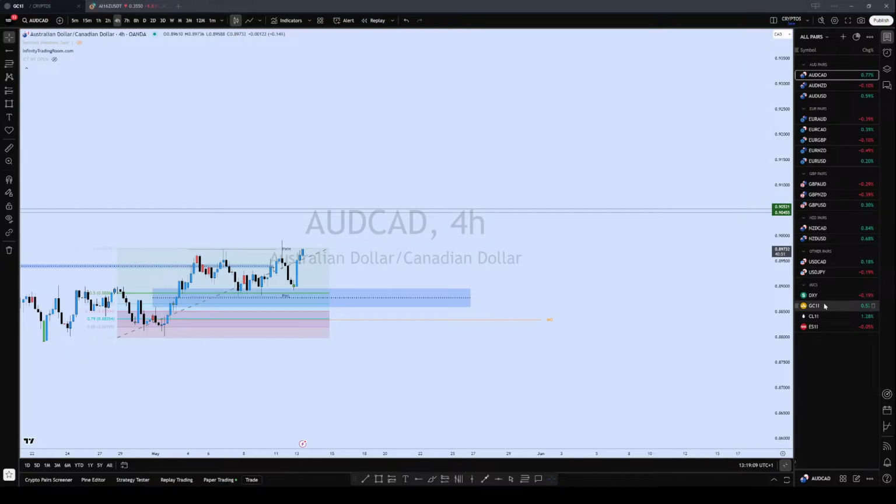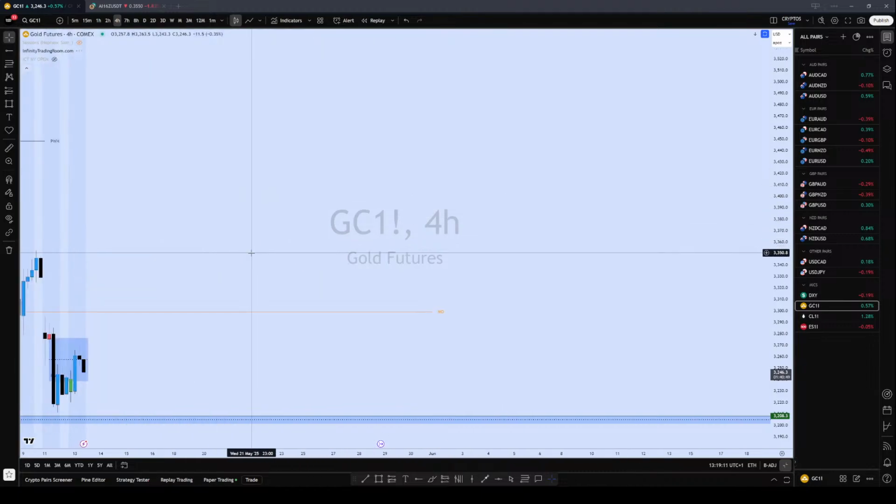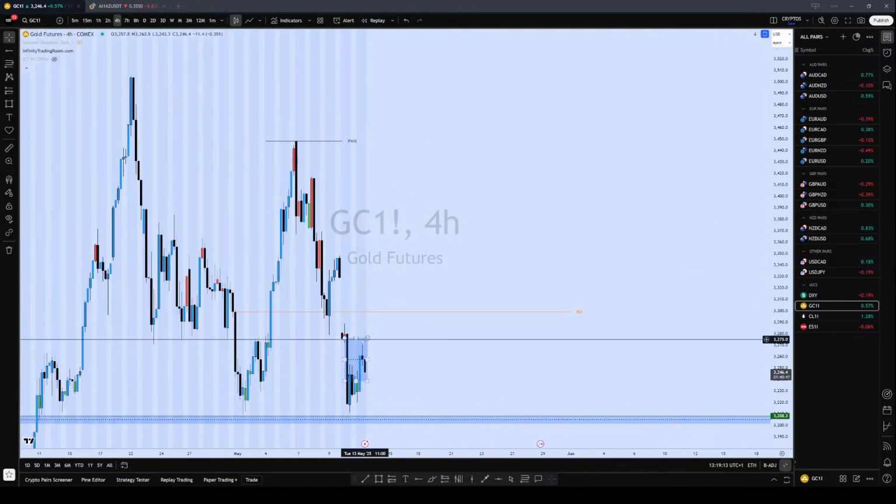Now let's go to gold. So gold, I'm expecting a drop to attack this low and dip into this weekly imbalance. From this fair value gap, we need to drop. It can do it at 130 with the CPI news.